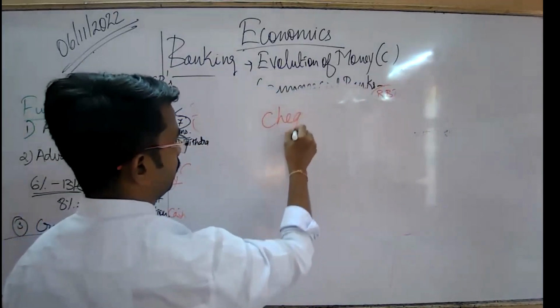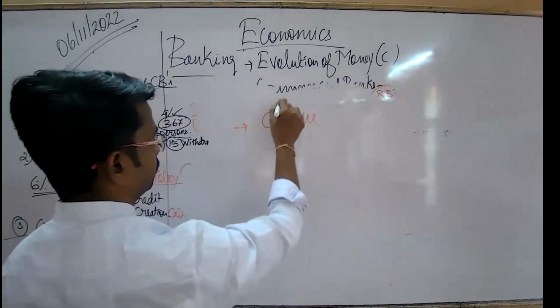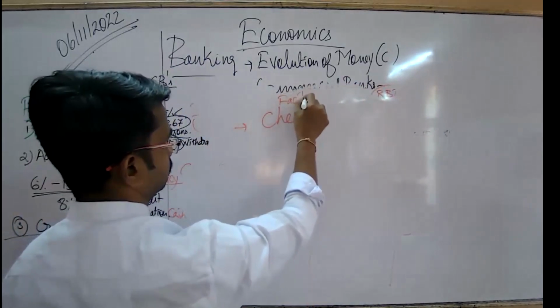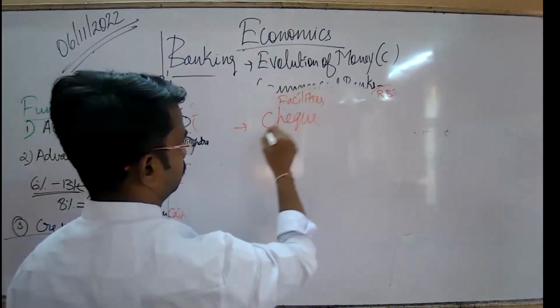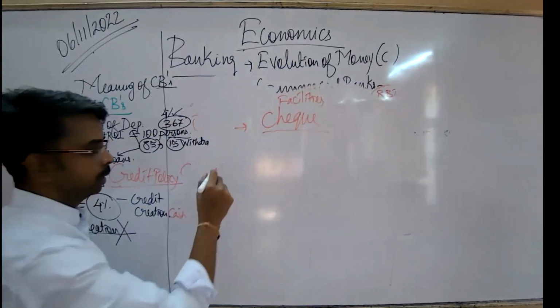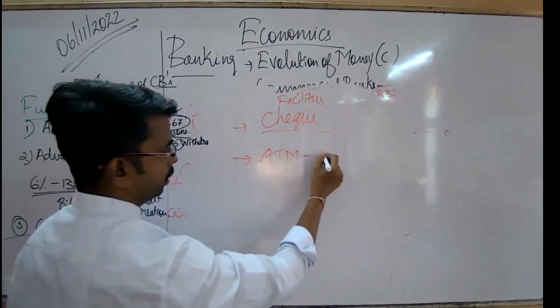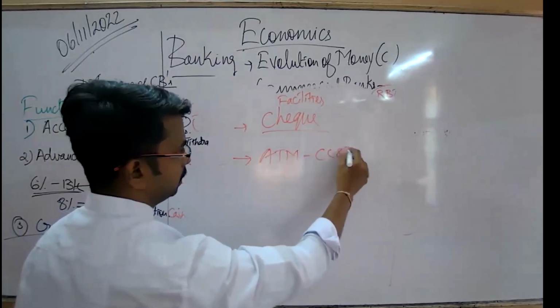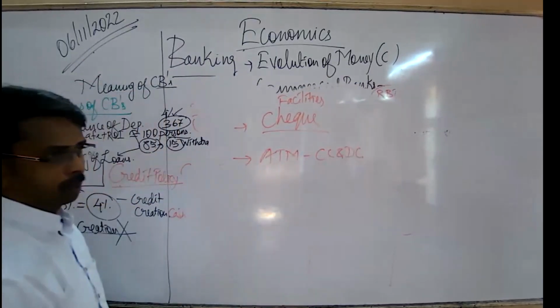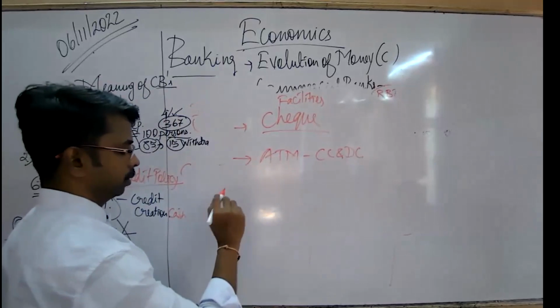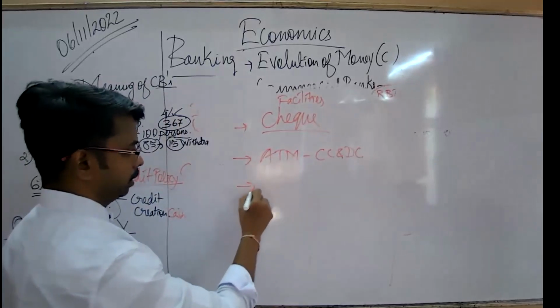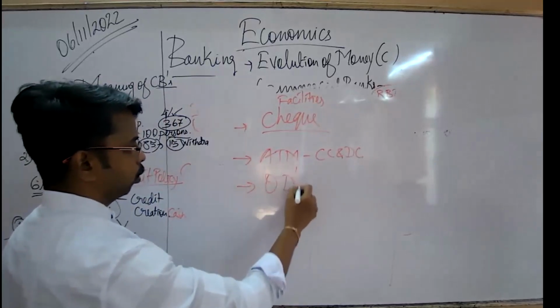Certain facilities we have: check facility, correct? Facilities given to the customers. No need for me to explain what is a check. Then we have this ATM facility. Correct. Under ATM we have CT and DT. What is CT and DT? Credit and debit card, sorry. Now we have something we call ODs.